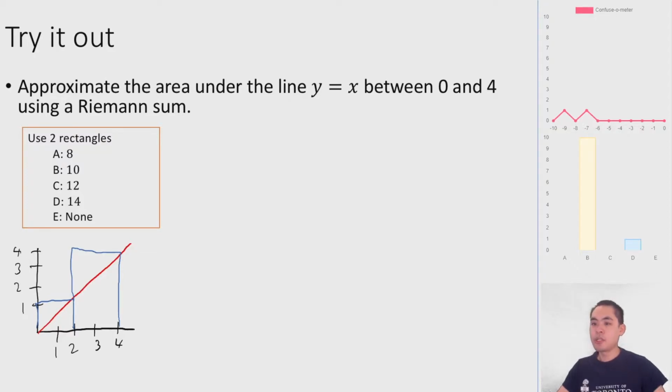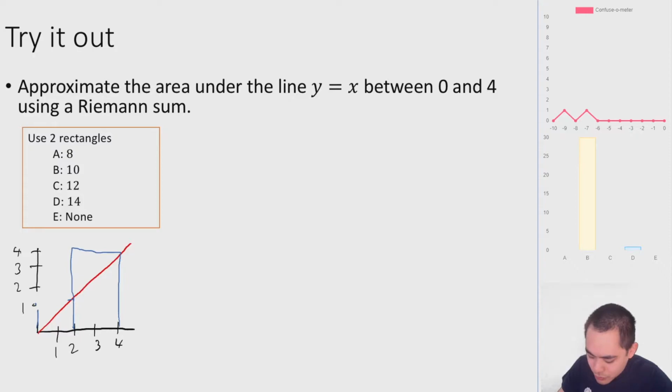Okay, so it looks like everyone's guessing B. So why would this be B? Well, let's take a look. What we have here is, let's see, 2 plus 8 is what people are saying. Well, what is the area? Oh, wait a moment. I drew that wrong. Sorry. That is my mistake.